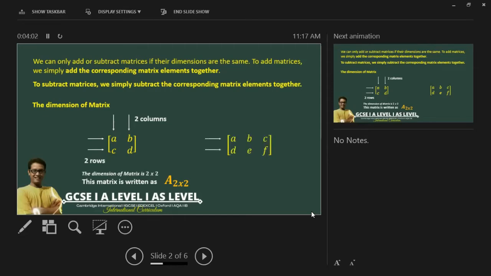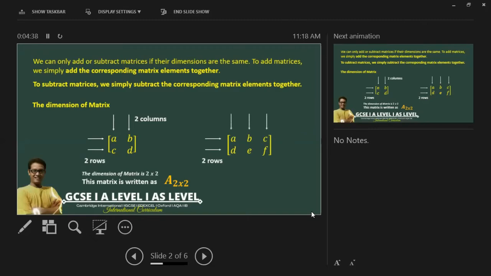Look at this example. There are two rows. The first row consists of A, B, and C components, and the second row consists of D, E, and F components. For the horizontal lines, we call them rows, but for the vertical lines, we call them columns.